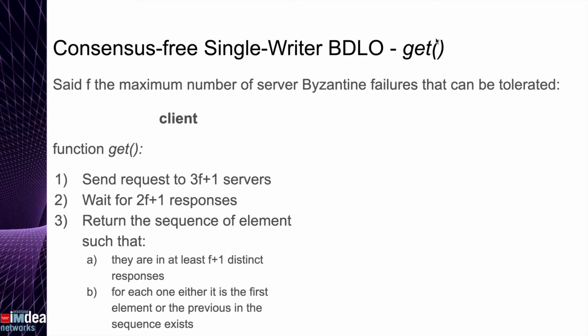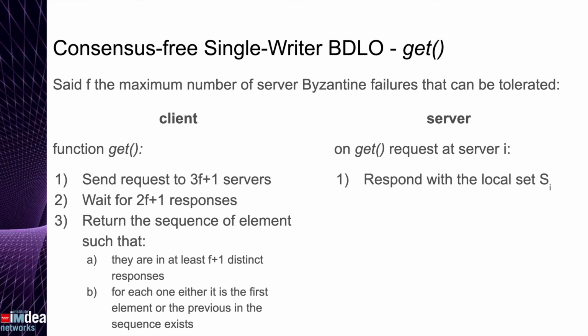except for the first one. That is always returned. In this way, only a continuous sequence of records is returned, and the Byzantine strong prefix property is guaranteed to be valid among different GET requests, also issued by different clients. And eventually, all the records will be included in the sequence. On the server side, the server is only in charge of responding back with the local set that he holds to the client.